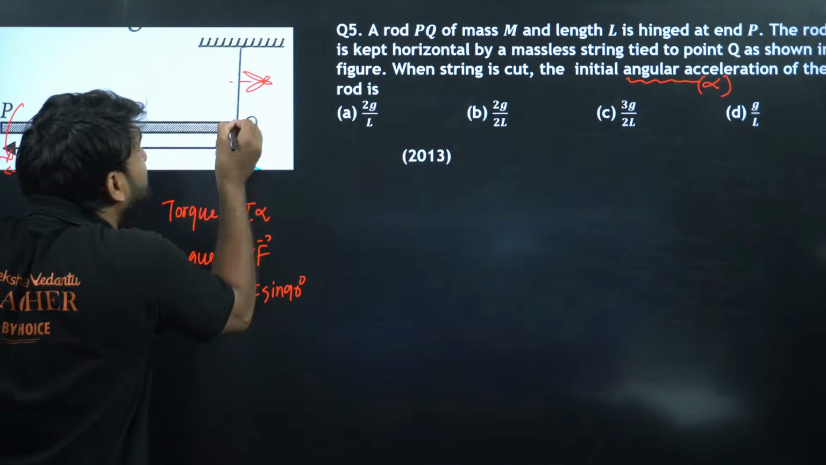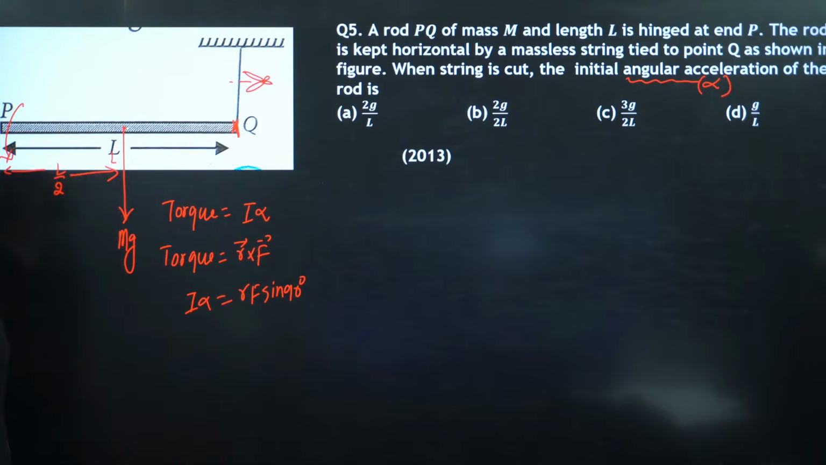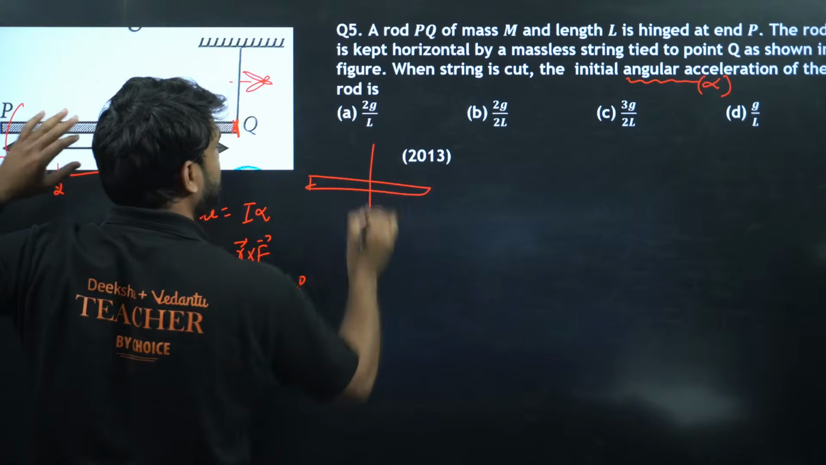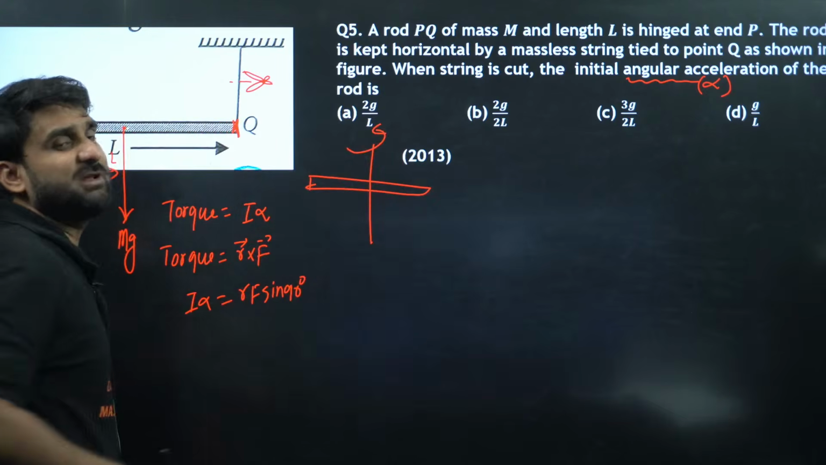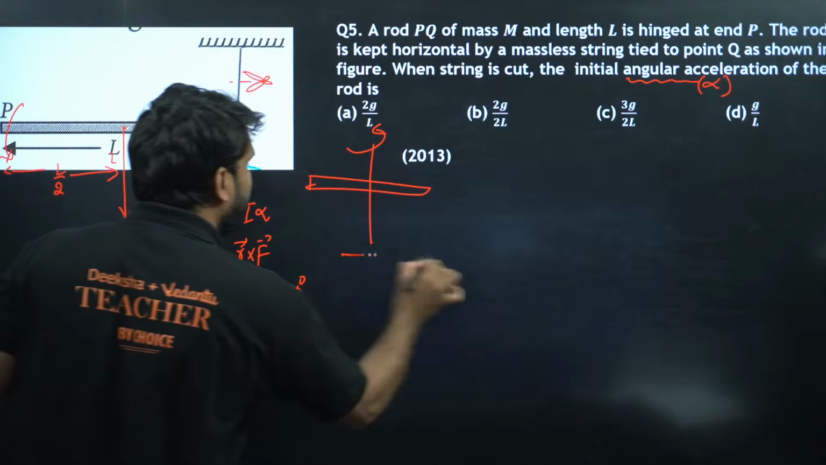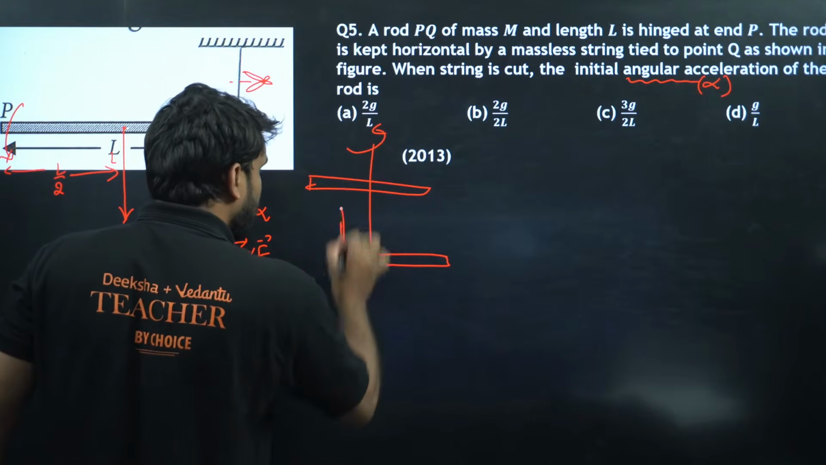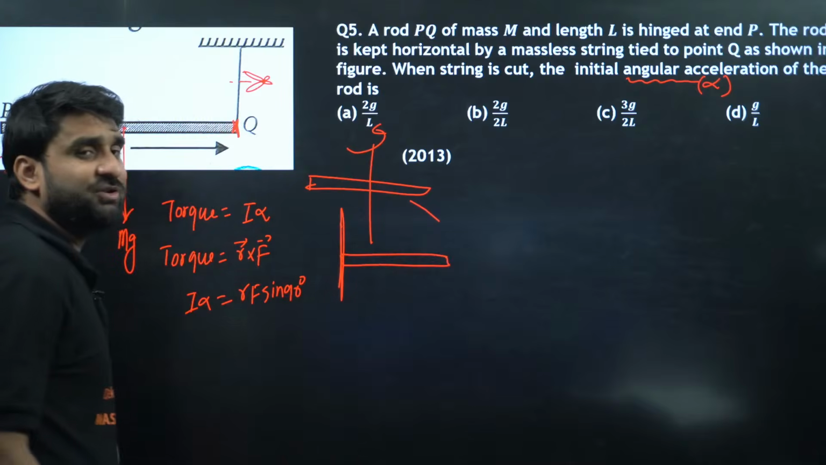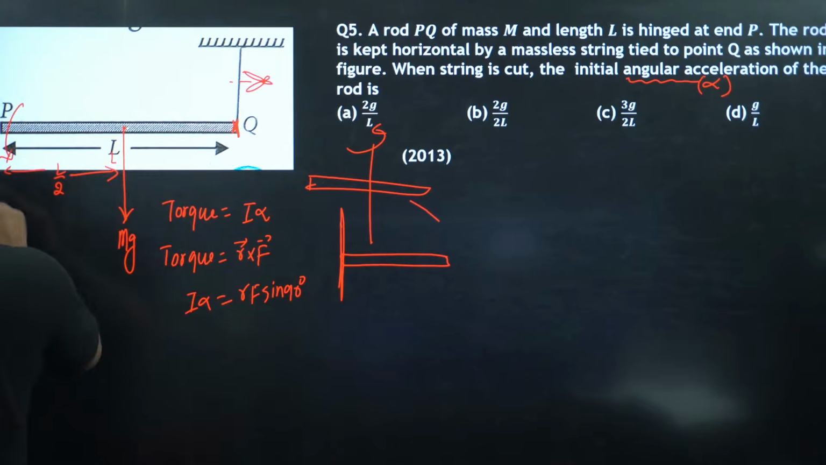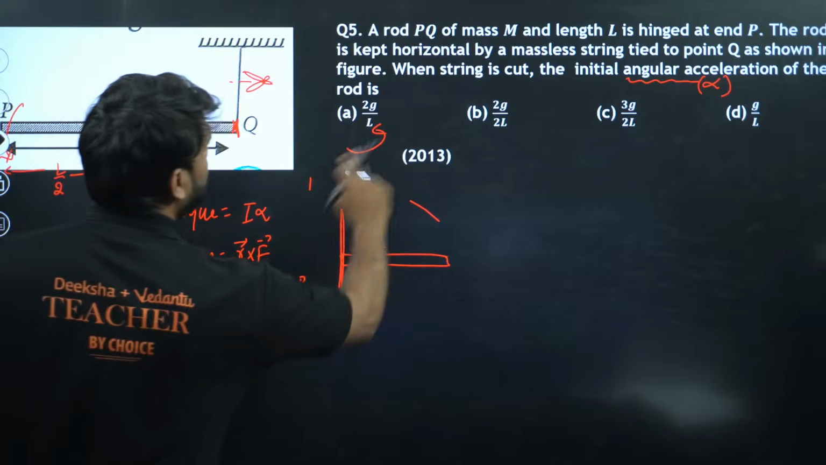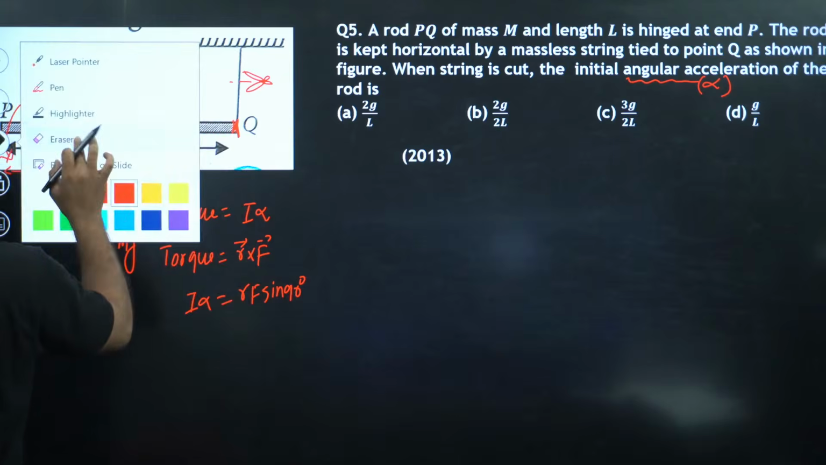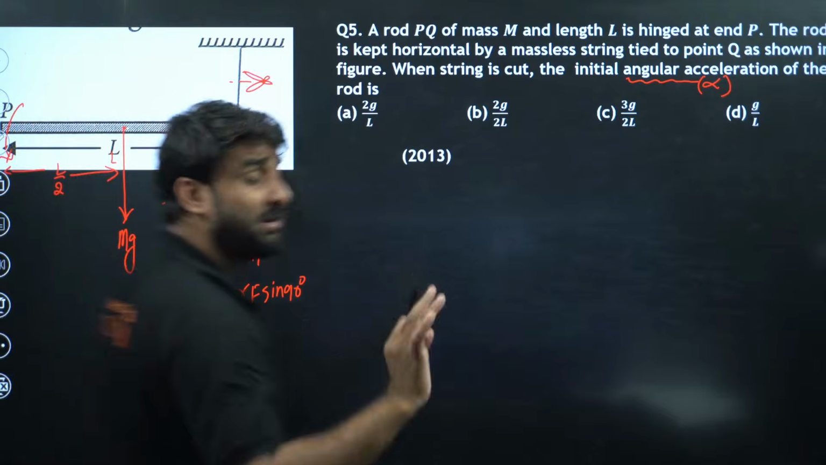The rod is hinged from this position. The rod is not moving from the center. If the rod moves about the center this way, the moment of inertia is ml square by 12. And if the rod is fixed at one point, this point, and the rod is about to move this way, the moment of inertia is ml square by 3. So for this situation, because the rod is hinged from one end, the moment of inertia will be equal to ml square by 3.